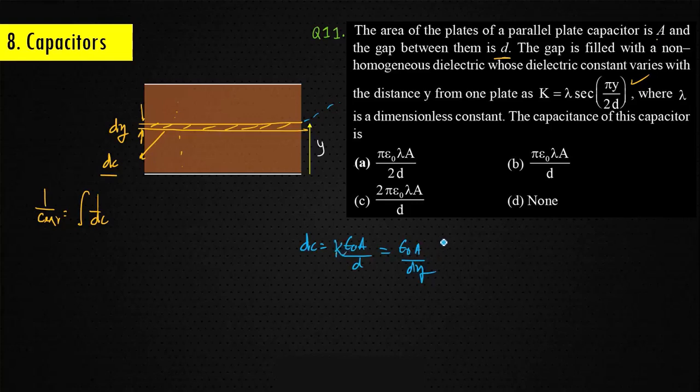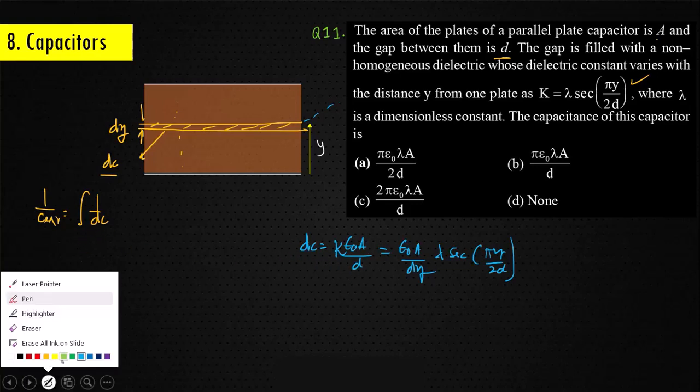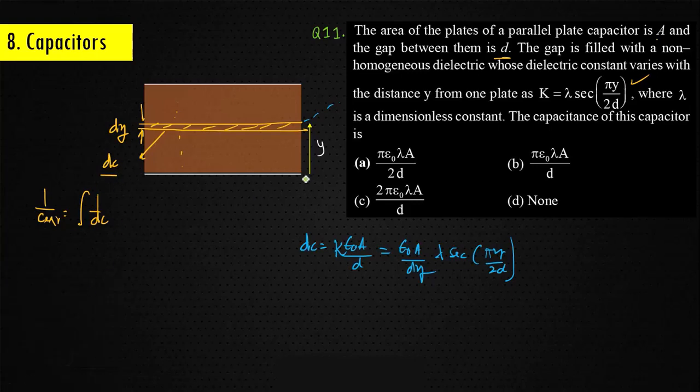So K is how much? K is given as lambda sec of pi y by 2d. Okay, so that is the dC number. So you have to take 1 upon dC. Why? Because it is reciprocal. So 1 upon dC becomes how much? The entire thing goes in the numerator and the denominator will be reversed.